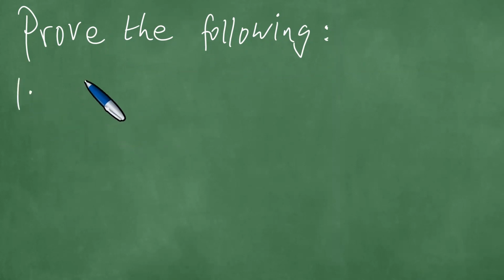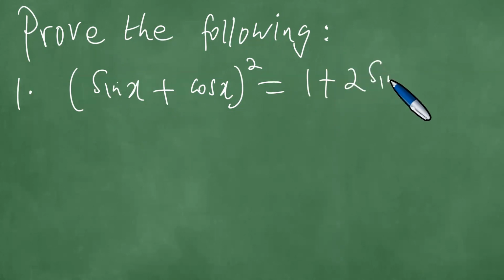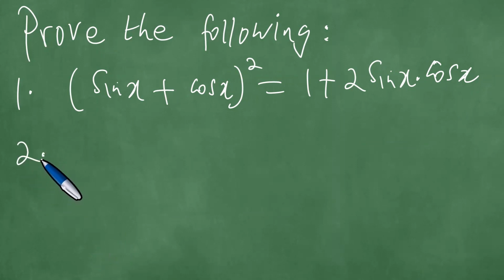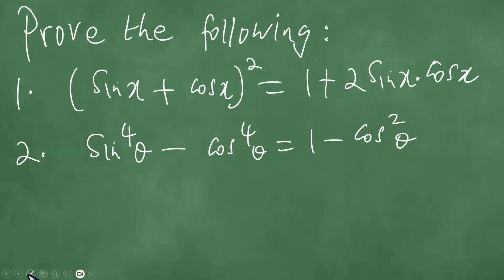Number one: sine x plus cosine x, all squared, is equal to 1 plus 2 sine x cosine x. Then we're going to do number 2 as well: sine to the fourth power of theta minus cosine to the fourth power of theta is 1 minus 2 cosine squared of theta. Let's look at the solution to this.